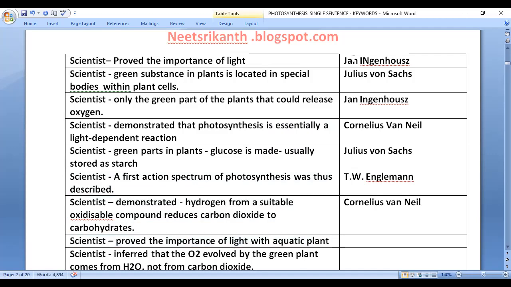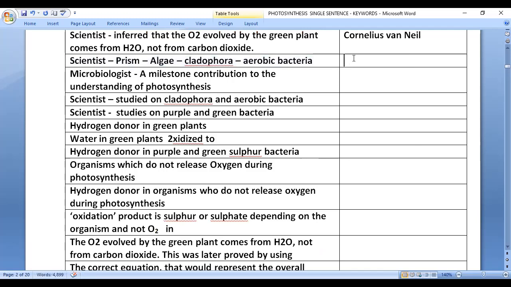Which scientist proved the importance of light with an aquatic plant? John Ingenhouse. Which scientist inferred that the oxygen evolved by the green plant comes from water, not from carbon dioxide? Cornelius van Niel. Which scientist used a prism, the alga cladophora and aerobic bacteria? T.W. Engelmann.